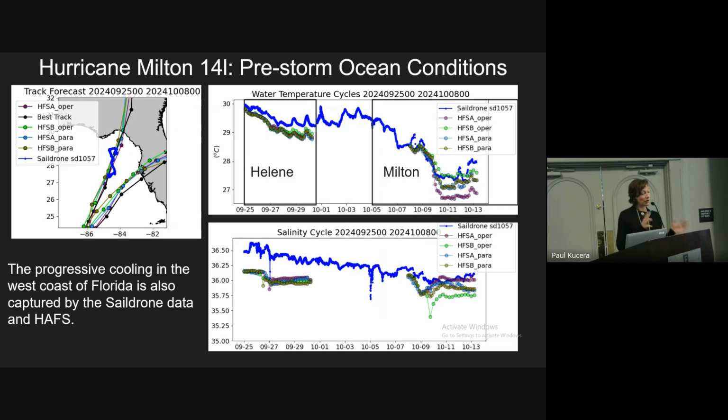This is exactly what I just mentioned in the previous slide, but this is another plot from the saildrone. You can also see here the sea surface temperature time series from the saildrone and the continuous cooling. And below you can see the response of HAFS, again capturing this continuous sea surface temperature cooling.